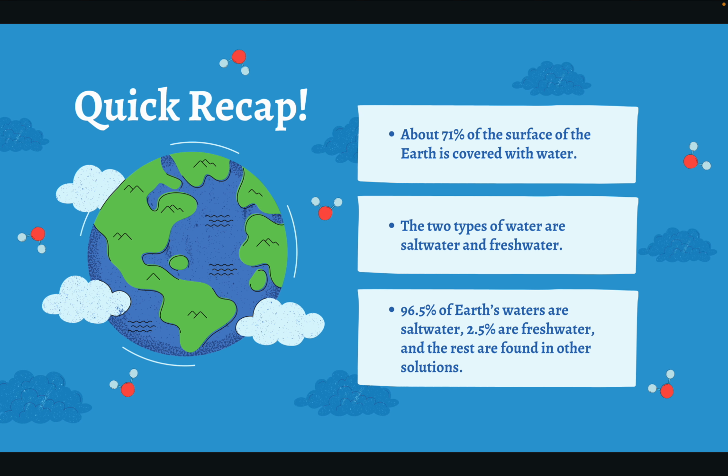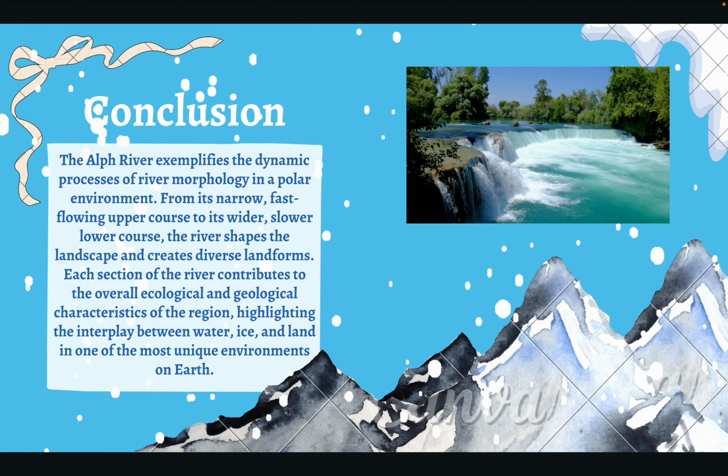Quick recap. About 71% of the earth is covered with water. There are two types of water: salt water and fresh water. 96.5% of the earth's water is salt water, 2.5% is fresh water, and the rest is found in other forms.